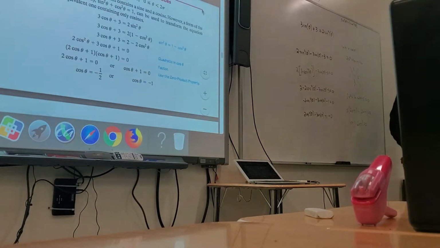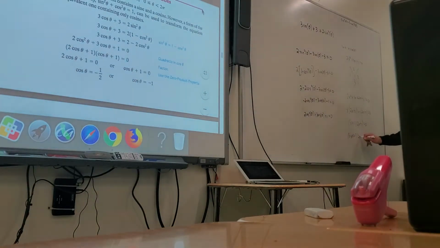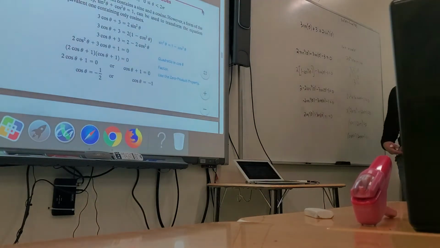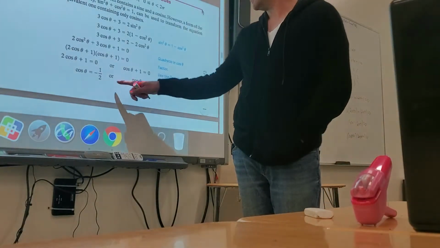Transform it back. X is cosine, so we change it back to cosine. So we get cosine theta plus 1 times 2 cosine theta plus 1 equals 0. And then we solve. Of course, when you move the 1 over, you get cosine equals -1. There's only one place cosine is equal to -1, that's at pi. Over here, where's cosine equal to -1/2? Well, you're going to have a couple solutions there. But you can see that's where they're at this point.